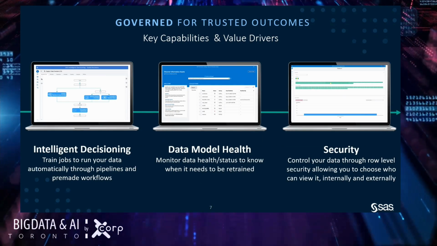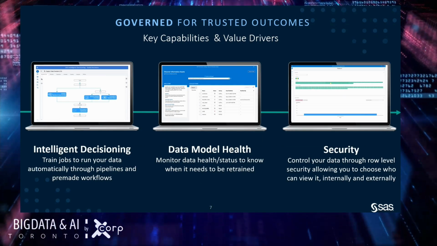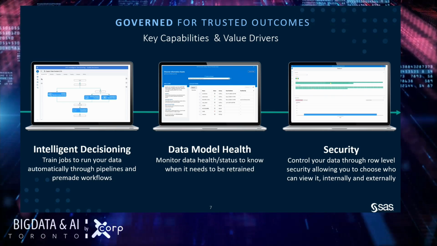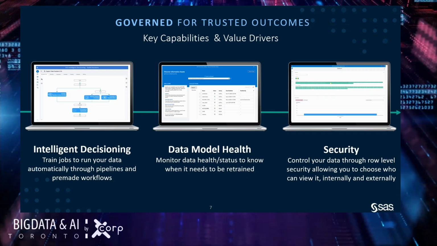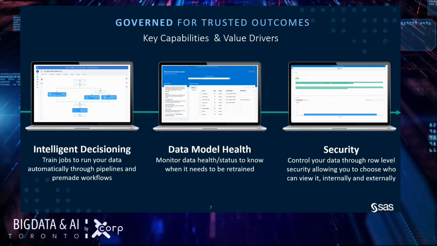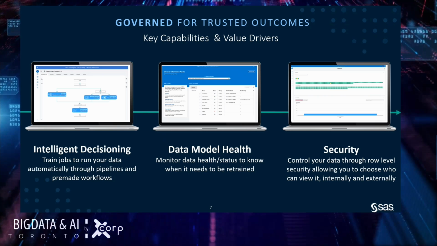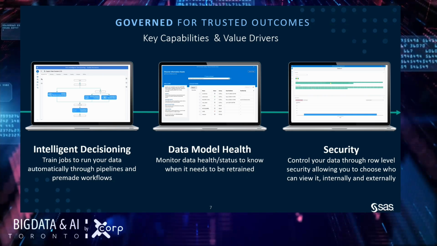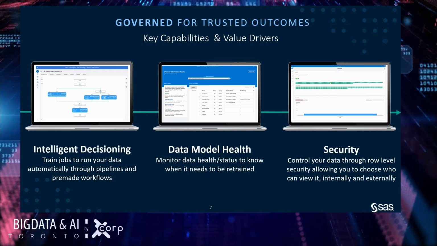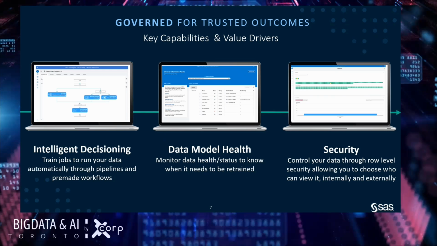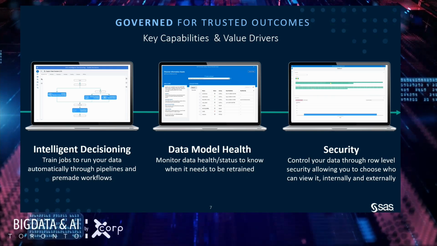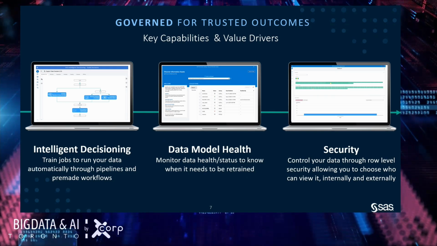Next is our governance section. It can also be broken down into three areas: intelligent decisioning, data model health, and security. For intelligent decisioning, it's training jobs to run your data automatically through pipelines and pre-made workflows. We have a tab within SAS Viya called Intelligent Decisioning, where you can set up triggers for your data. If it meets certain requirements, it can run through those and go through different models as you see fit. It can also go through different visualizations and impact you in any ways that you need.